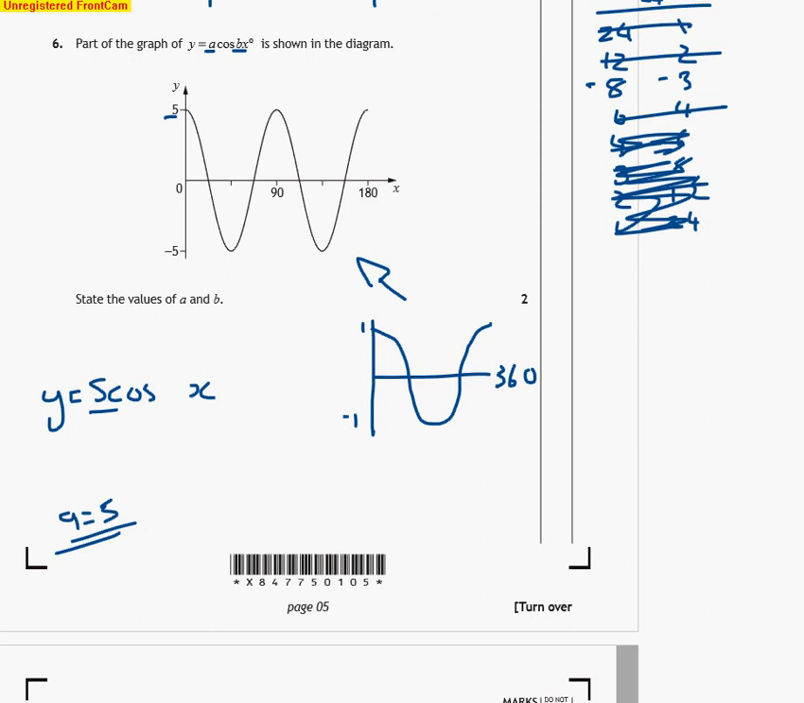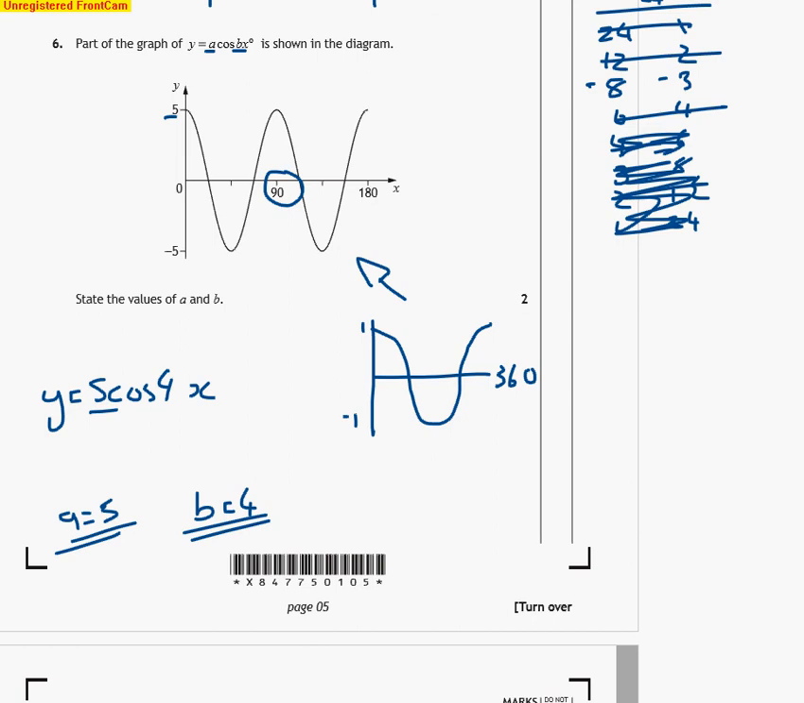B is to do with the period. So the standard period here is 360, but the period here is 90. So we've got 4 of these within 360, don't we? Because we've got 2 within 180, so we're going to have 4 within 360. So we've times that by 4. So B is equal to 4.